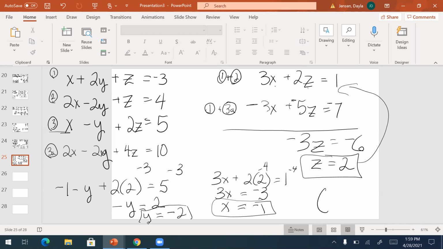So there's my answer. X is negative 1, y is negative 2, z is positive 2. That is the ordered triplet. And if I put x, y, z into any one of these equations, I will get a true statement. If I put in x equal to negative 1, y equal to negative 2, and z equal to 2, all three of those will be true.